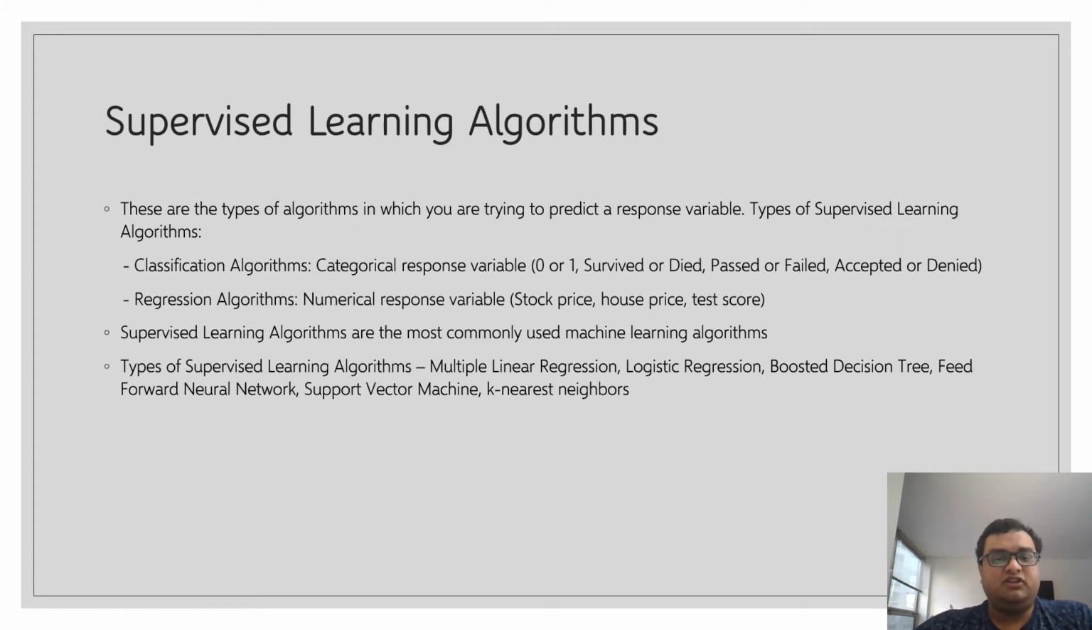So supervised learning algorithms are the most commonly used machine learning algorithms. Types of supervised learning algorithms are multiple linear regression, logistic regression, boosted decision tree, feed-forward neural network, support vector machine, and k-nearest neighbors.